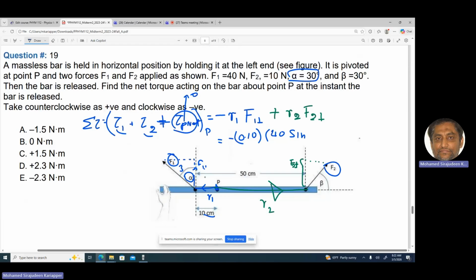It is this angle. Is it the angle with the vector R or with the perpendicular direction to R? Yeah. You want to show how it is counterclockwise? Okay.